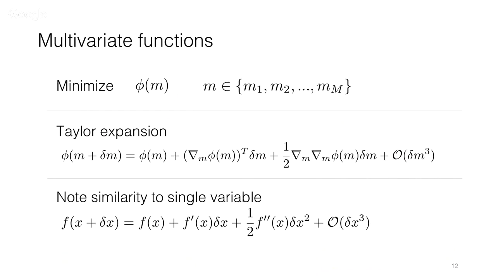Here's the function. This is the derivative, now it gets scaled for the multivariate function. And this is the second derivative, which now gets scaled by what's called a Hessian. So this is the matrix. The gradient is the vector, the Hessian is a matrix.